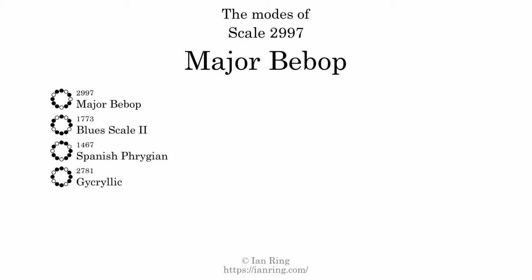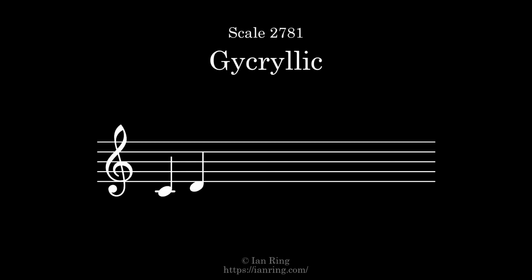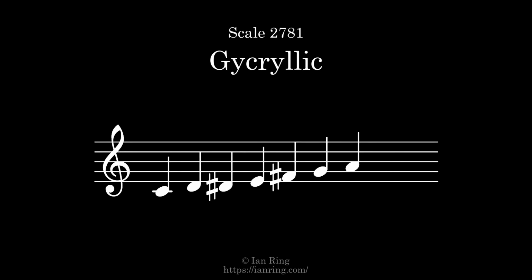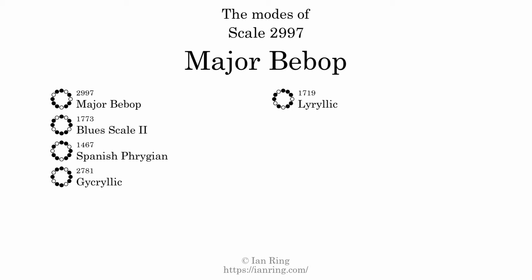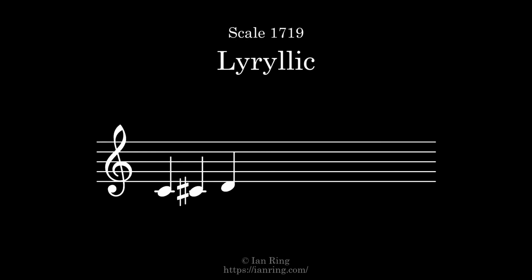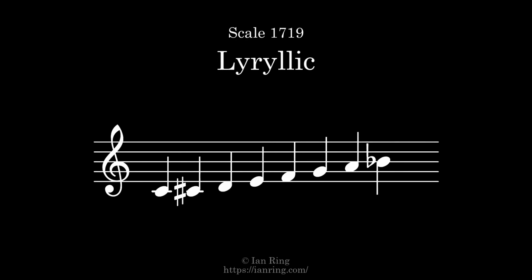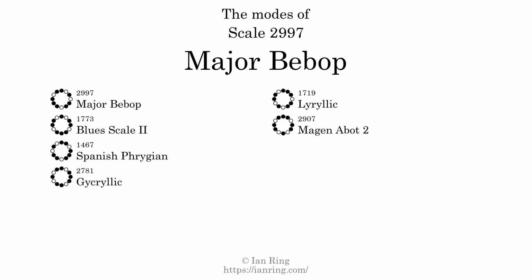The fourth mode is scale 2781, also known as Jacrilic. It sounds like this. The fifth mode is scale 1719, also known as Lyric. It sounds like this. The sixth mode is scale 2907, also known as Meganabot 2. It sounds like this.